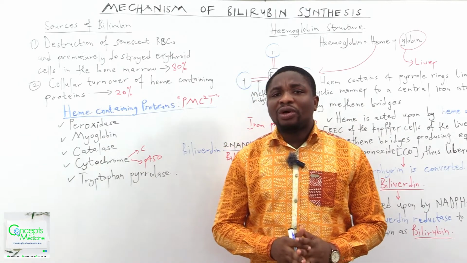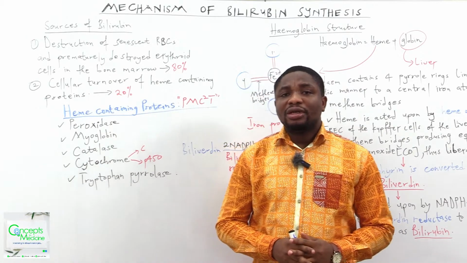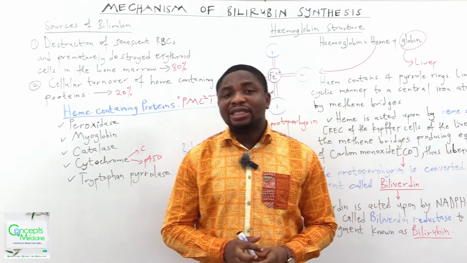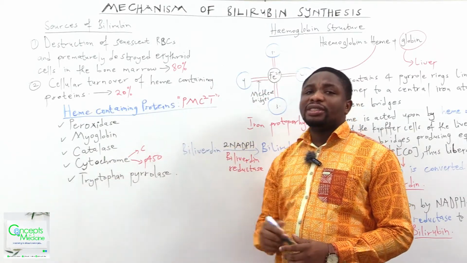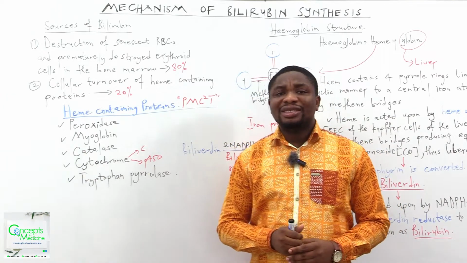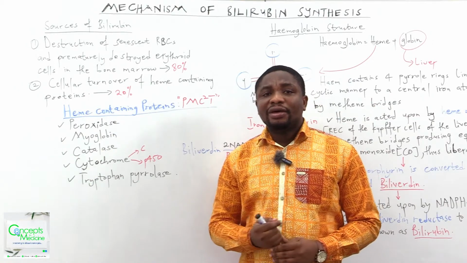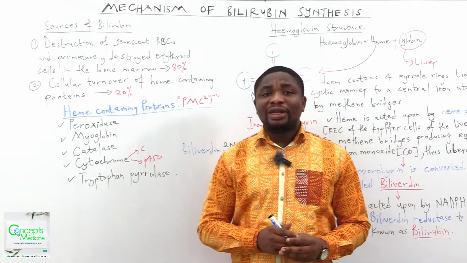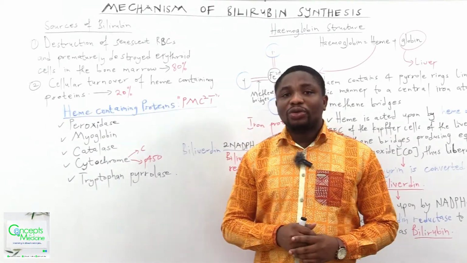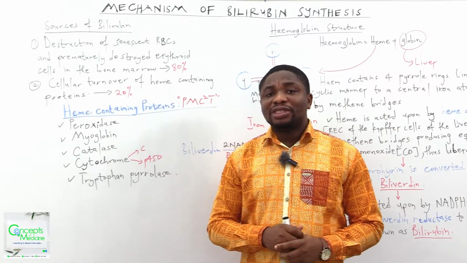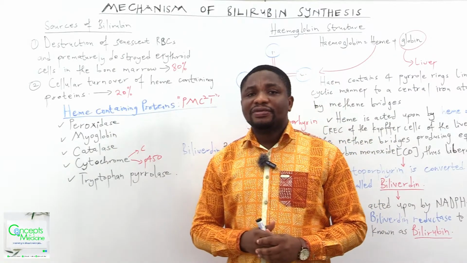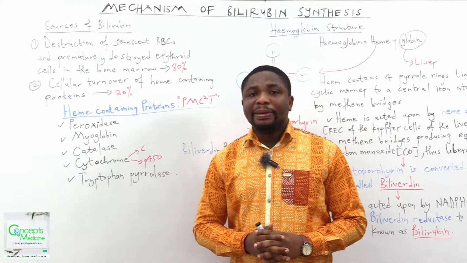Then the question is, what are the heme containing proteins? From the word, they contain heme, and we can easily remember examples using PMC squared T. P for peroxidase, M for myoglobin, the first C for catalase, the other C for cytochrome. For the cytochrome, there are two main types highly concentrated with heme: cytochrome P450 and cytochrome C. And finally, tryptophan pyrrolase. So these 5 proteins are known to contain heme.